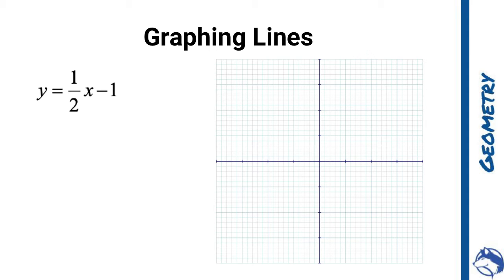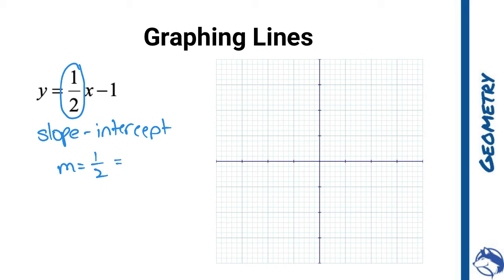So this one is in slope-intercept form. What I'm going to do is get the slope, which is right out in front of that x, which is 1/2. And remember, this is my rise over my run. So I'm going to use that in just a minute. And then the other piece is my intercept. So my intercept is equal to a -1.